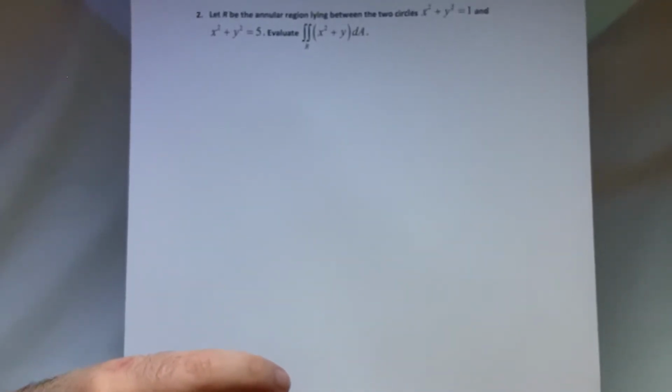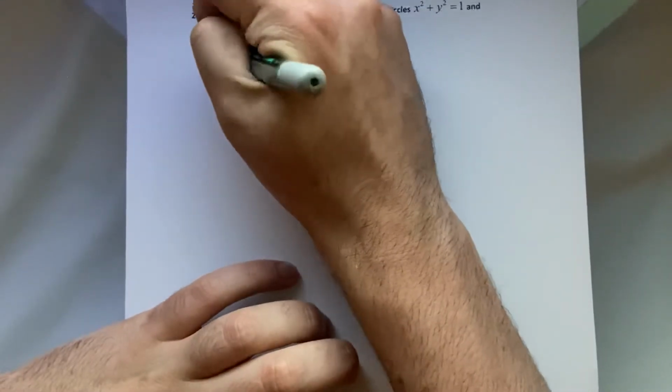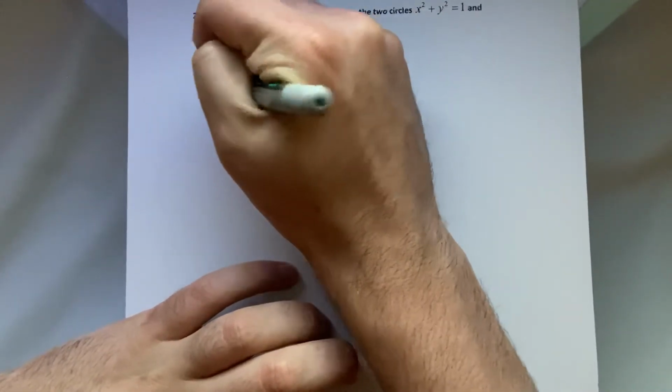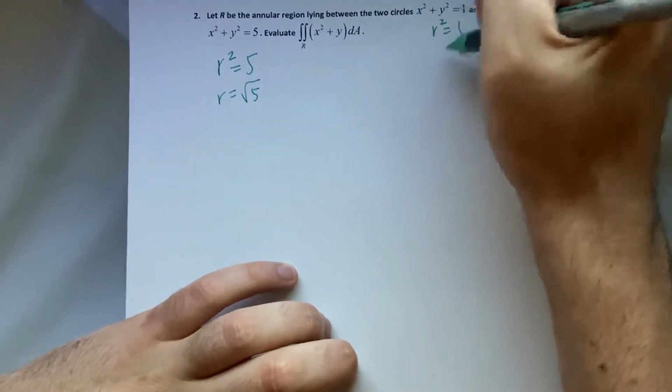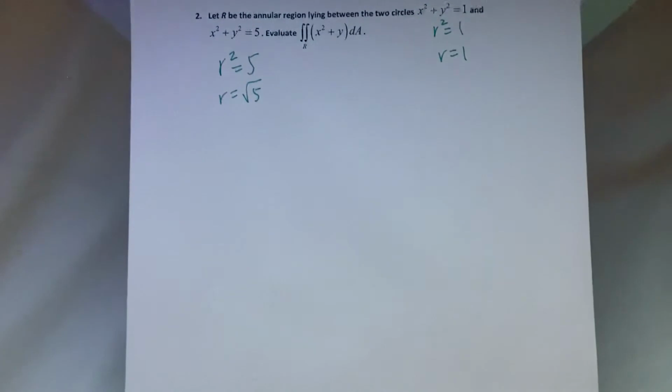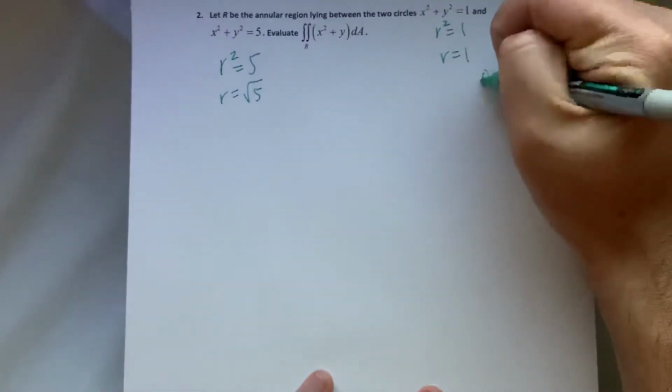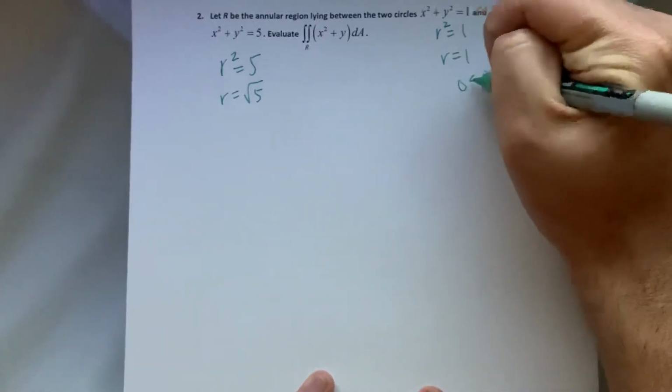Okay, so let R be the annular region lying between the two circles, x squared plus y squared equals 1, and x squared plus y squared equals 5. Evaluate the double integral of x squared plus y dA. Okay, first off, let's convert. Since x squared plus y squared equals r squared equals 5 here, r equals the square root of 5. Here, it's r squared equals 1, so r equals 1. It's above 1 and below square root of 5. It's two circles, so we know theta is between 0 and 2 pi.